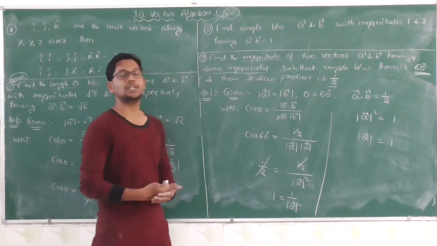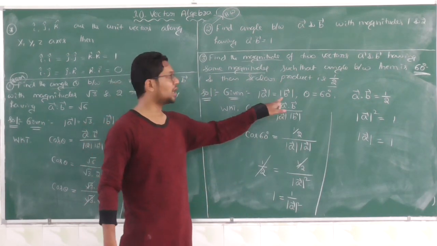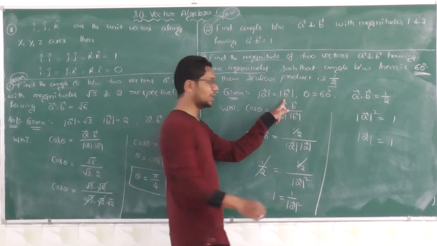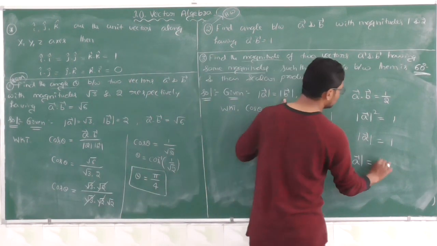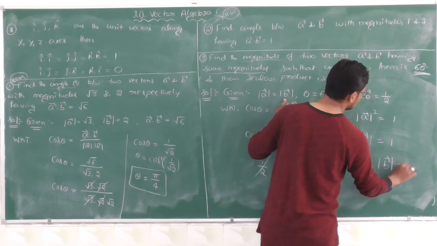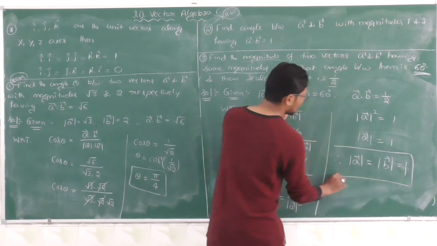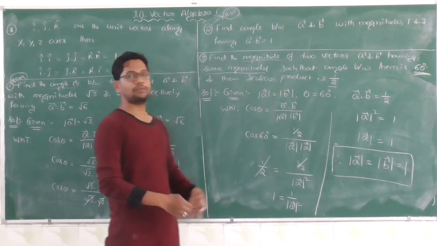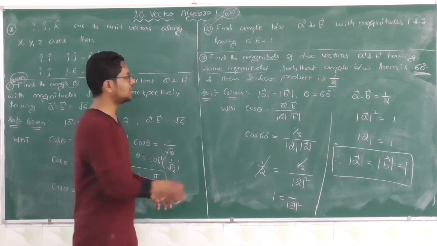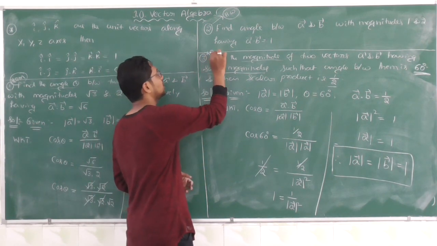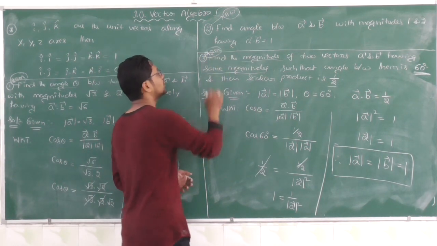Next, what about the other magnitude? Magnitude A and magnitude B both are equal. Therefore, magnitude of A equals magnitude of B equals 1. Hence, the magnitude in this given problem is 1. It is also important for 2 marks.